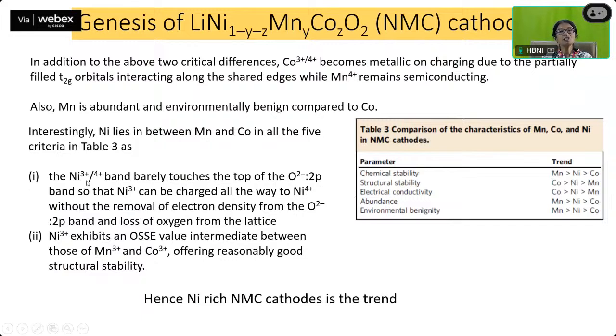The reason is that the nickel 3+/4+ band barely touches the top of the O2- 2p band, so that nickel 3+ can be charged all the way to nickel 4+ without removal of electron density from the O2- 2p band and loss of oxygen from the lattice. So it can go all the way up to Ni4+. And Ni3+ exhibits an octahedral site stabilization energy value which is intermediate between those of manganese 3+ and cobalt 3+, offering reasonably good structural stability. Hence, nickel-rich NMC cathodes are right now the trend.